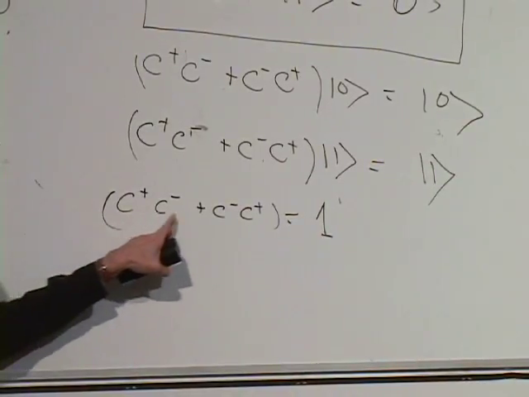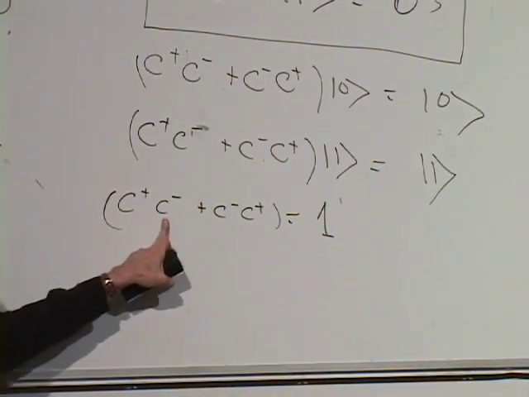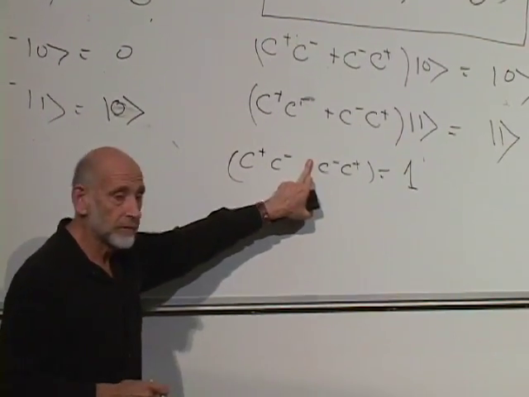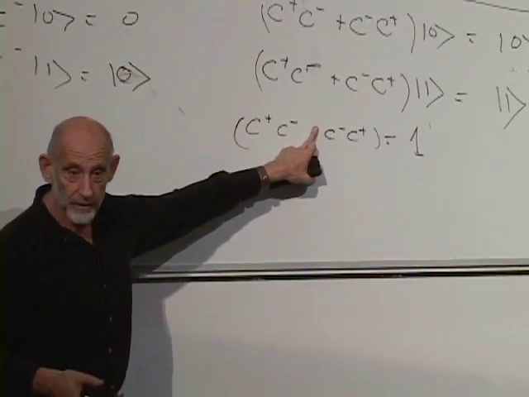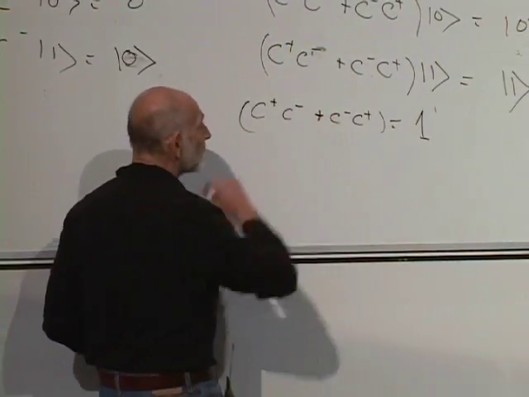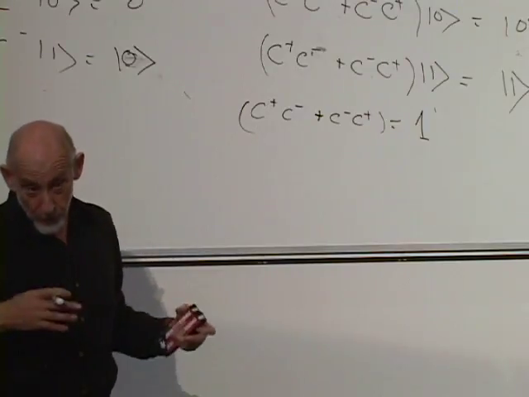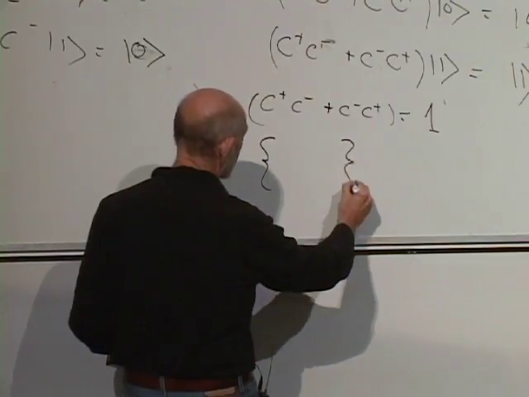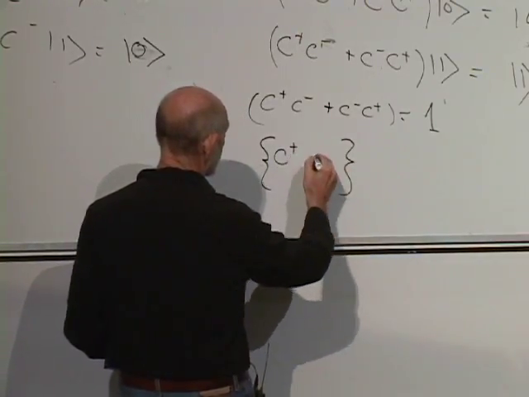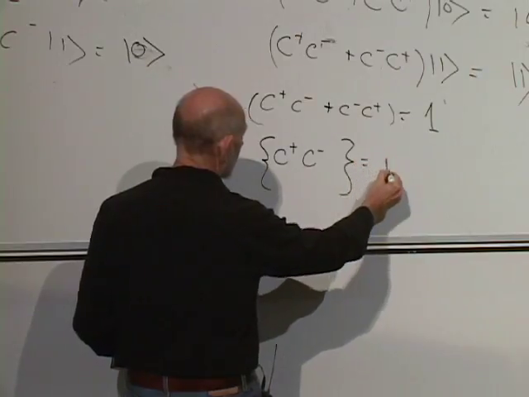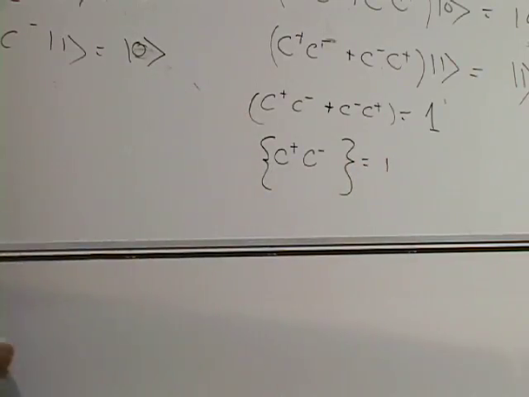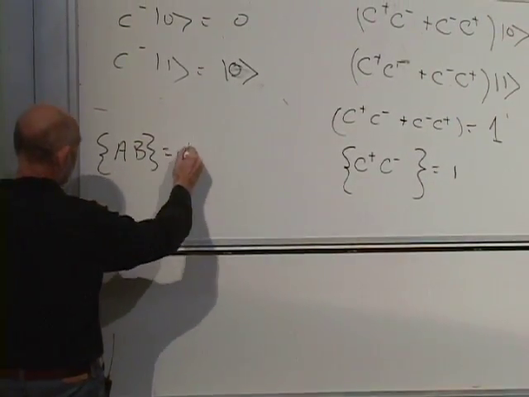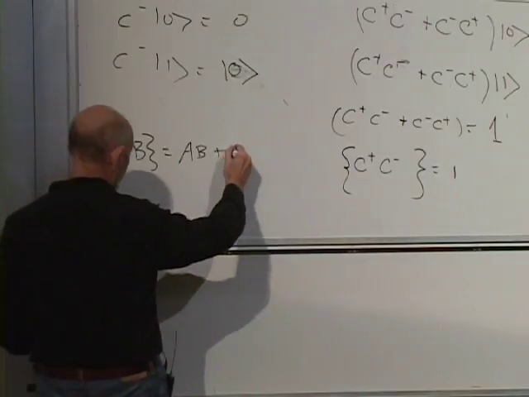This combination, an operator times another, plus the interchange. What would you call it if there was a minus here? You would call it the commutator. With a plus here, it's called the anti-commutator. The symbol for it is a curly bracket, sometimes they use a plus sign. The curly bracket of A and B is by definition AB plus BA.